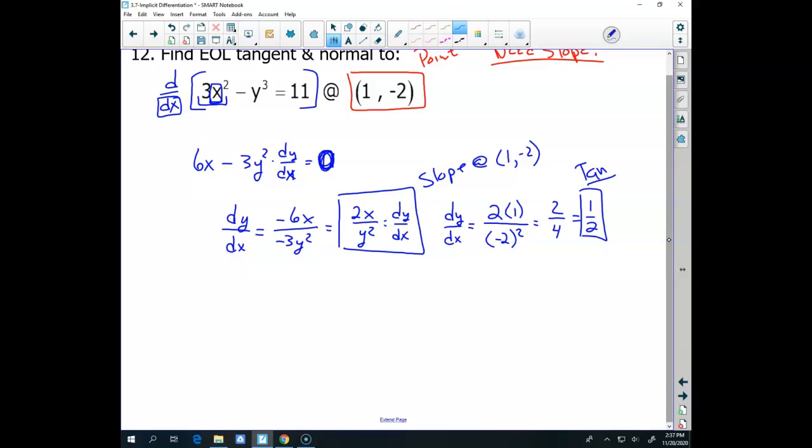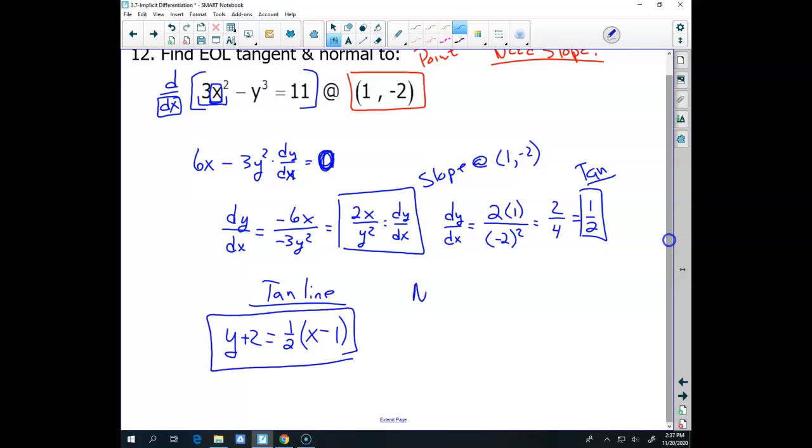So, my tangent line is going to be y plus 2 equals 1/2 times the quantity x minus 1. There's my tangent line.